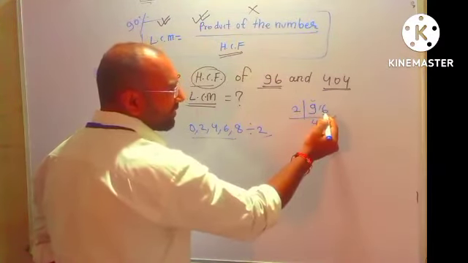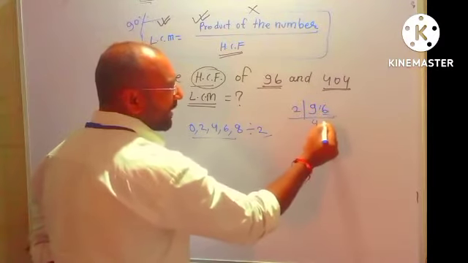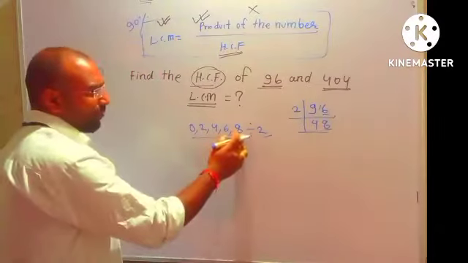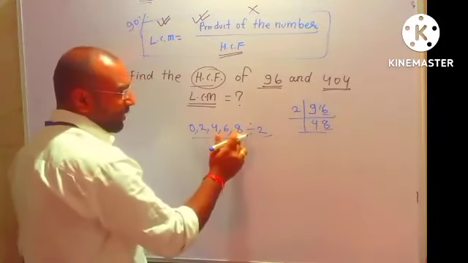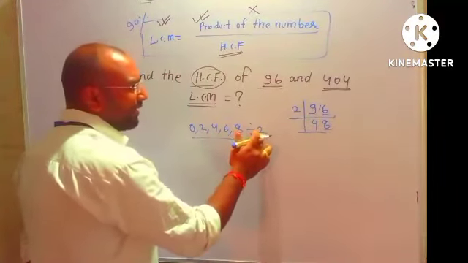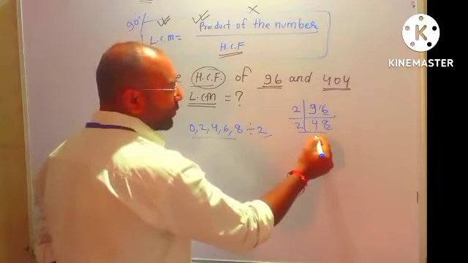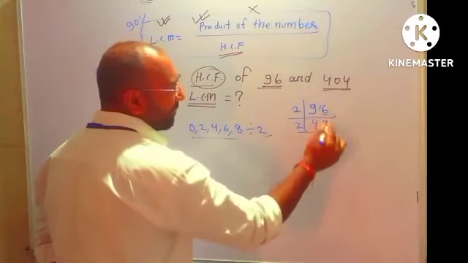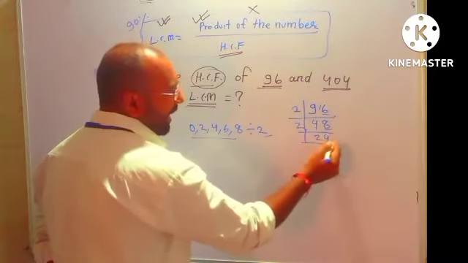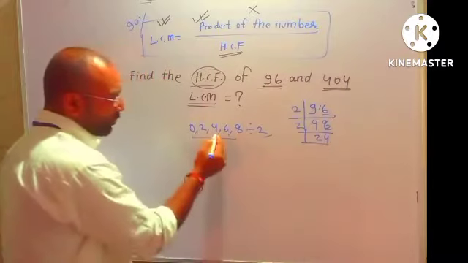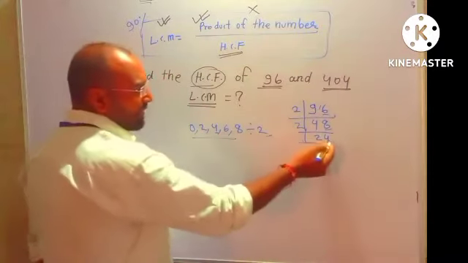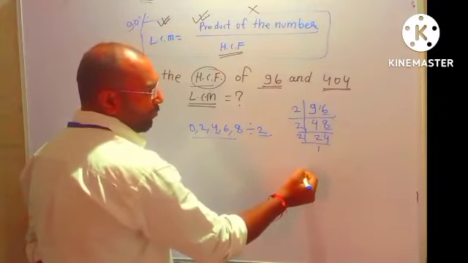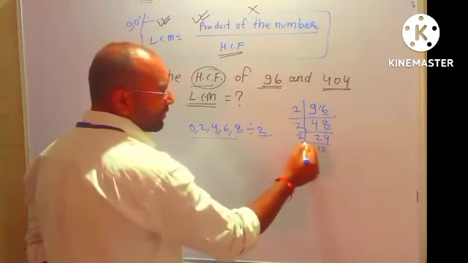Now what's this new number? 16. So 16 divided by 2 is 8. Again, what's the last digit? 8. So that means this number also can be divided by 2. 4 divided by 2, how much? 2. And 8 divided by 2, 4. Again, what's the last digit? 4. So this number can be divided by 2. 2 divided by 2, 1. 4 divided by 2, 2.